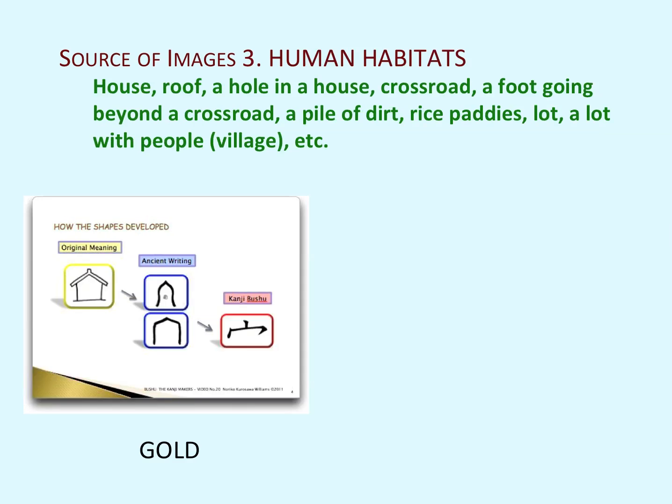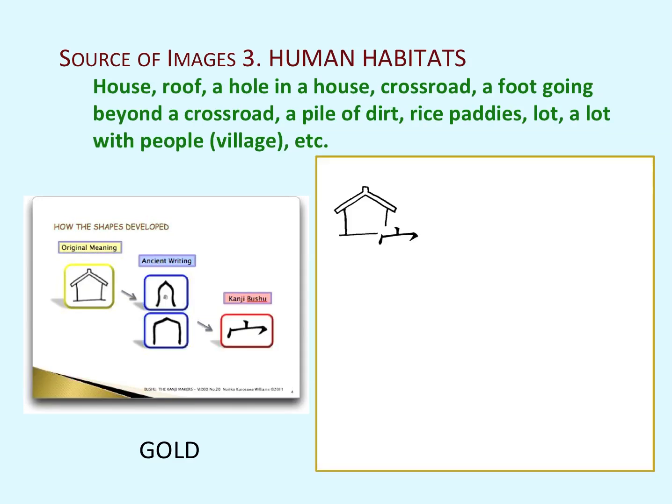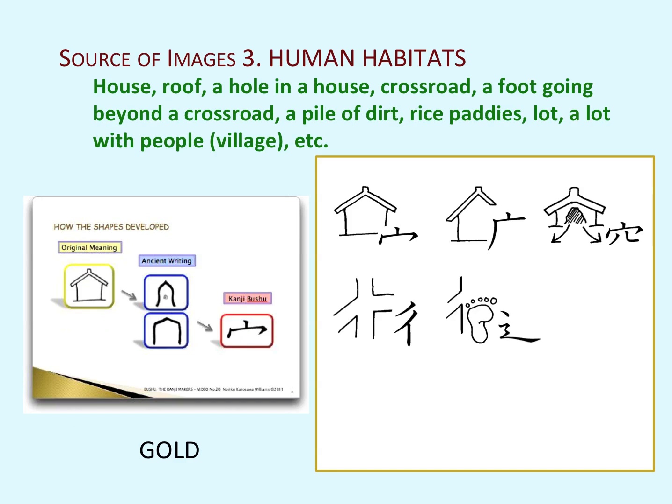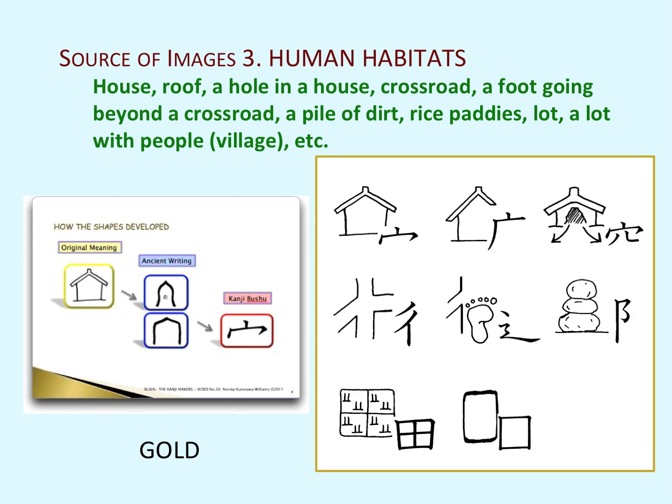Ancient people used their surroundings, human habitats. A house, another house with one side open, a hole in the house, which means emptiness, crossroads, a foot going beyond the crossroad, which means to move forward, a pile of dirt for a boundary, rice paddies, a lot or boundary, an area with people, which is a village. The human habitats are shown in the slides with the gold triangle in the corner.